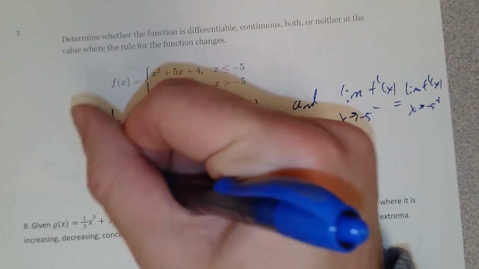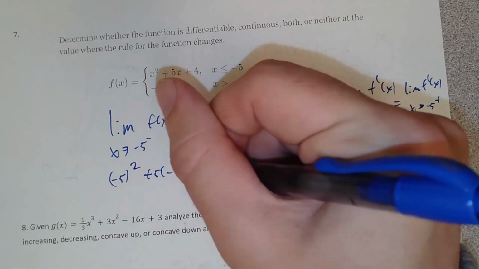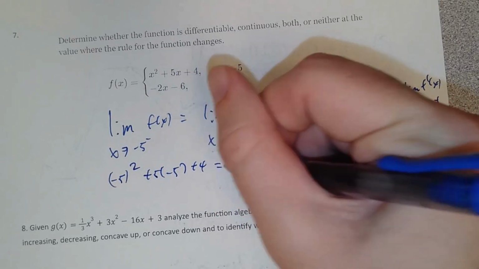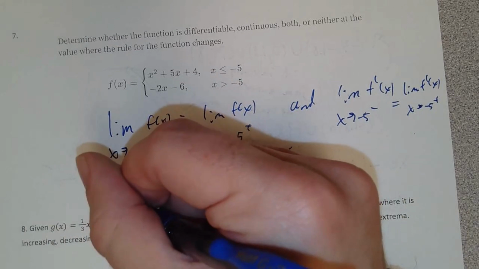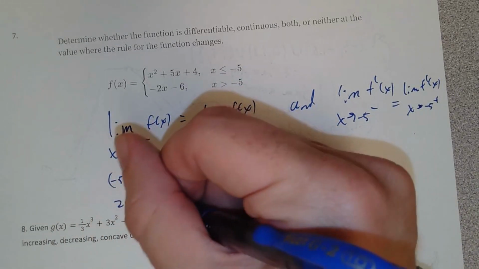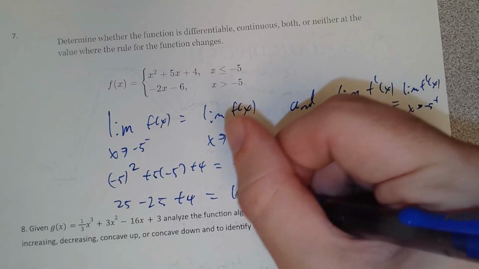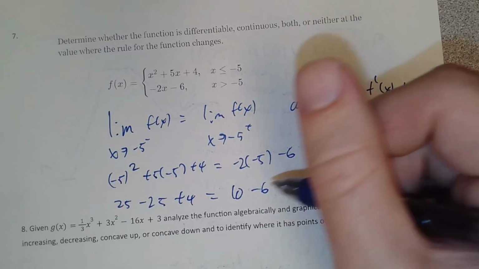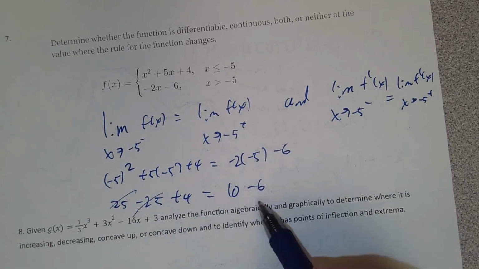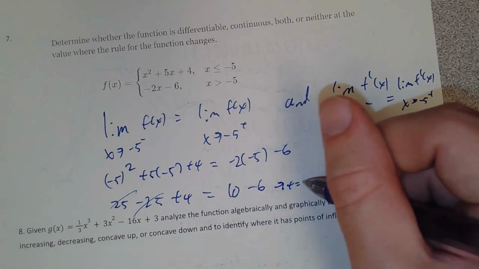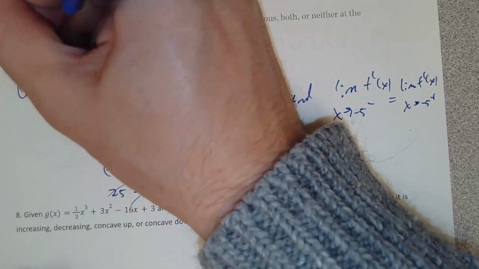We're going to have -5 squared plus 5 times -5 plus 4 equals -2 times -5 minus 6. So that's 25 minus 25 plus 4 equals 10 minus 6. That is true. Do you see that? 25 minus 25, those cancel. 10 minus 6 is 4, so it says 4 equals 4. So it is continuous.